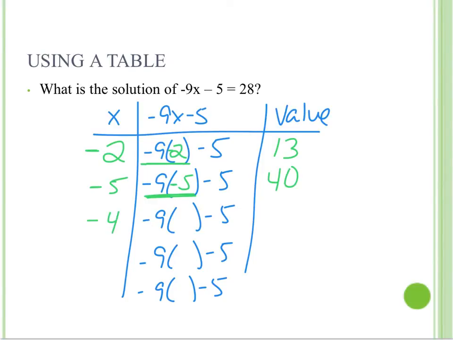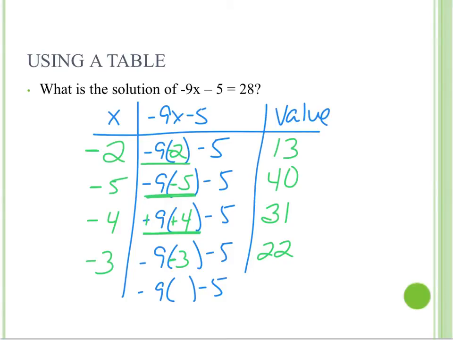Let's try negative 4. Negative 9 times negative 4, that's negative 36. I'm sorry, no, it becomes a positive. Positive 36. Positive 36 minus 5 would be positive 31. Okay, we're getting closer. Let's try negative 3. Negative 3 times negative 9 is a positive. Oh, well, wait, that's a positive 27. Positive 27 minus 5 is going to be positive 22.